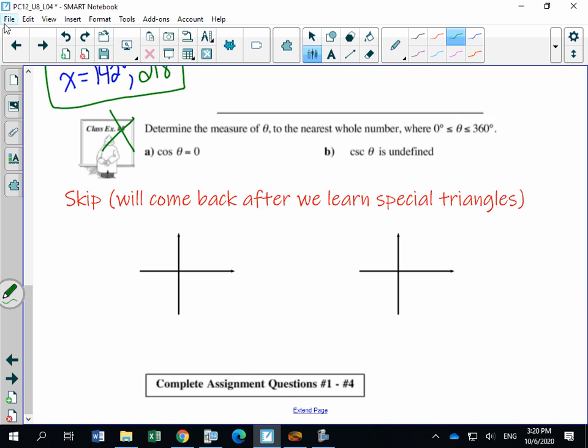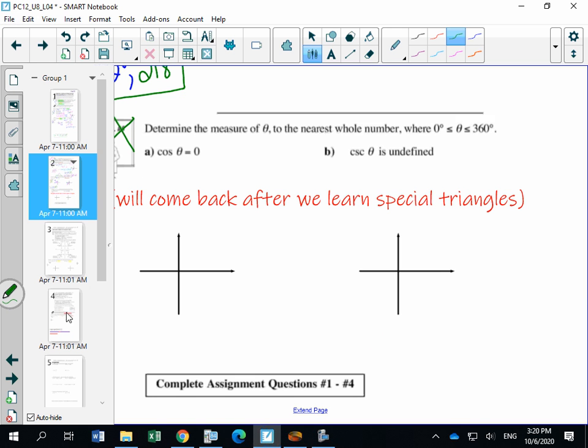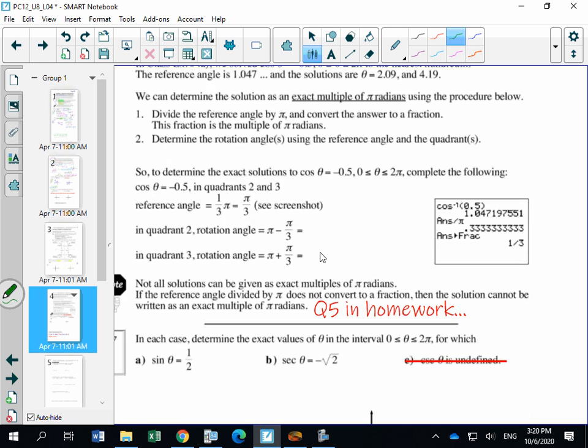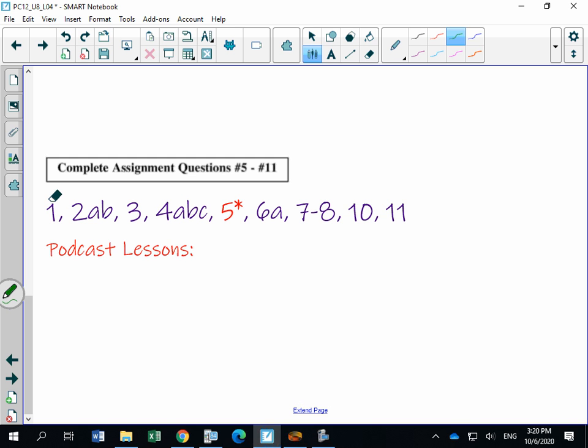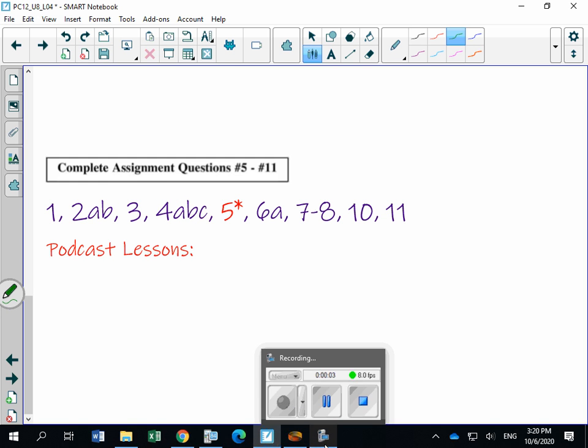So for your practice, it says 1 to 4. Here's what I would assign. So I want you to do number 1. I want you to do number 2AB, number 3, and 4ABC. And that's based on this lesson. And then when you're done, you could come back and I'll do part 2.